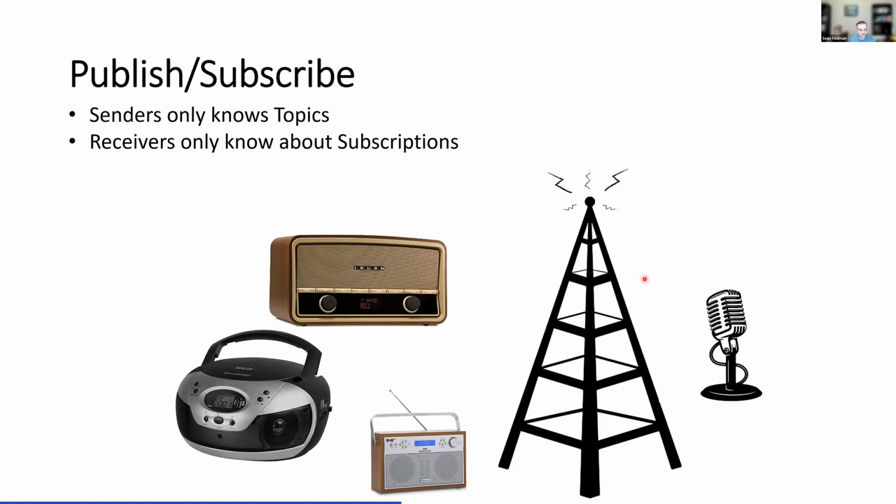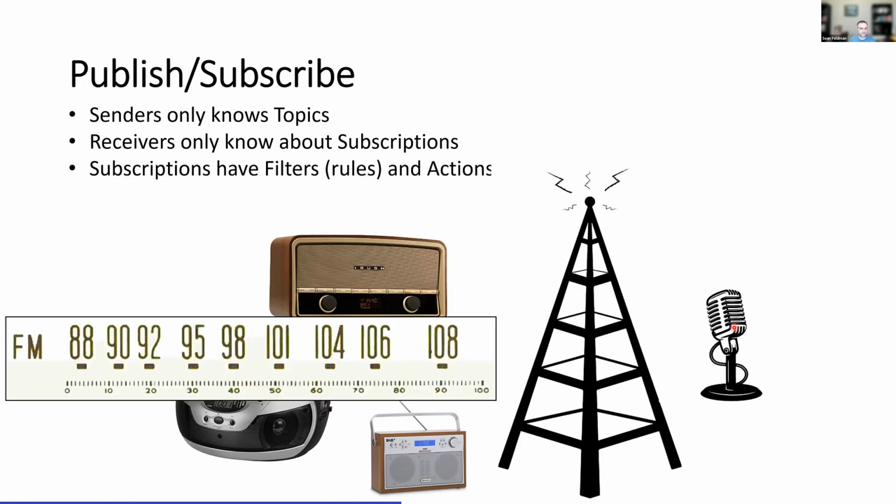So senders, let's say on the right side, they know about topic. If we're talking about a dial on FM radio, the topic is the frequency, that specific point that a publisher needs to know about in order to transmit, and subscribers need to know in order to receive, right? Receivers create a subscription, basically dialing to that radio station.